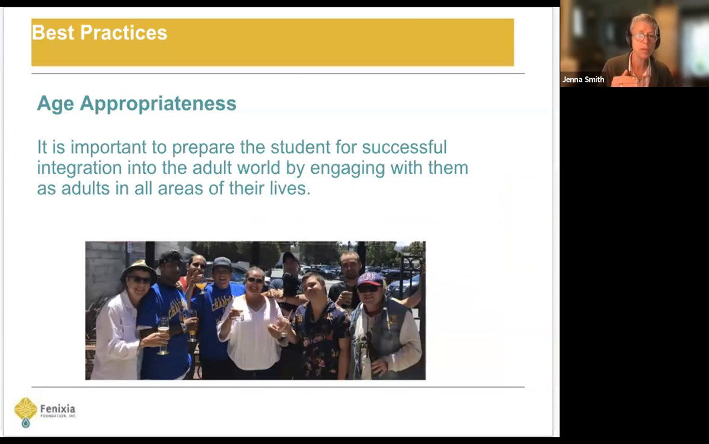And we are showing people that these adults with disabilities are productive members of society. And it's really good modeling for them on social skills and how to behave in the community.